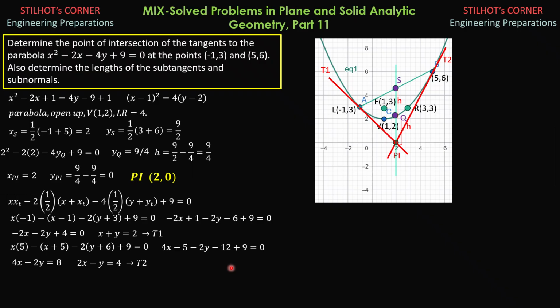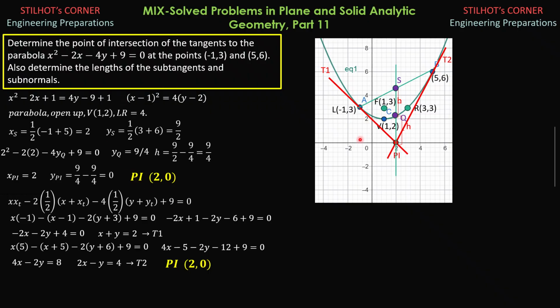So solving the two equations simultaneously, we get x is 2, y is 0. So that's the general solution to that. Then determine the lengths of the subtangents and subnormals.